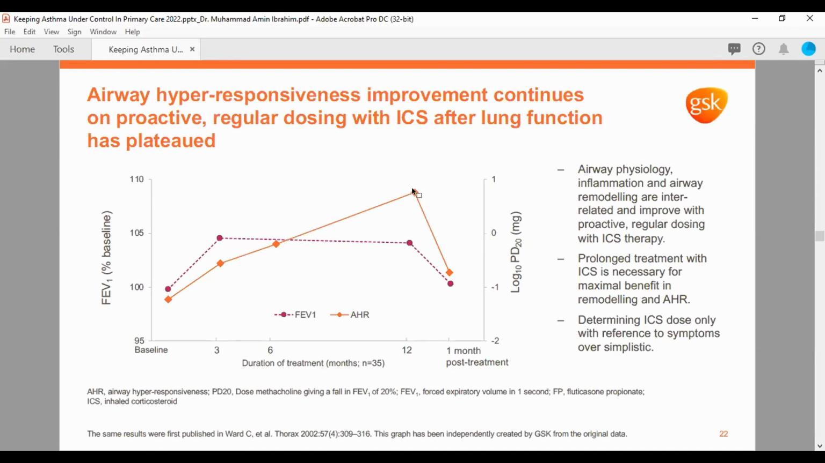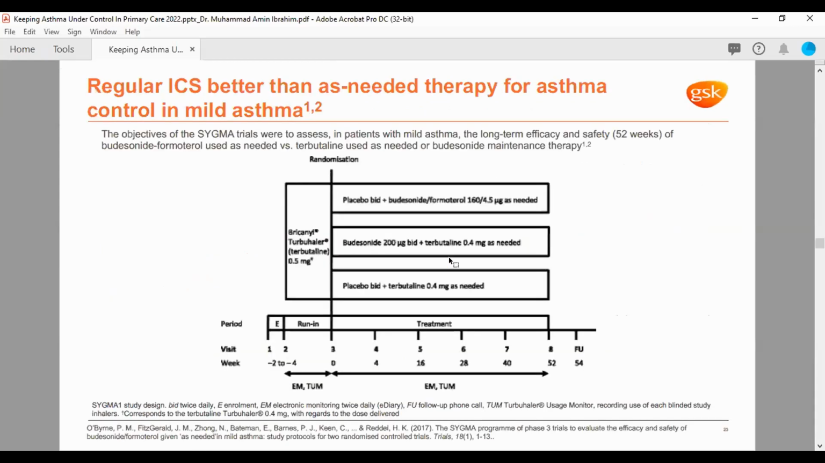It shows it prevents airway remodeling. So the airway becomes less responsive. It requires more methacholine to cause significant bronchoconstriction. But once we stop the inhaled corticosteroid, the FEV1 will reduce, and the dose of methacholine required to cause significant bronchoconstriction also reduces. So the airway hyperresponsiveness reoccurs. So when we give ICS to our patient, not only do we try to improve the symptoms and the spirometry, we also prevent airway remodeling.